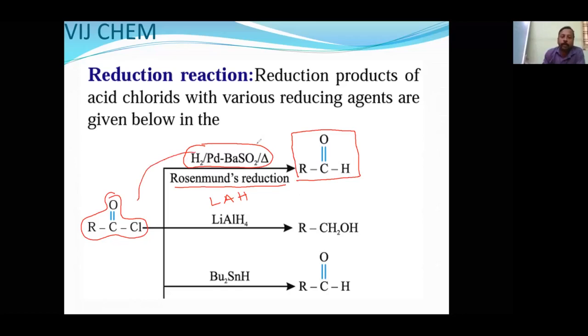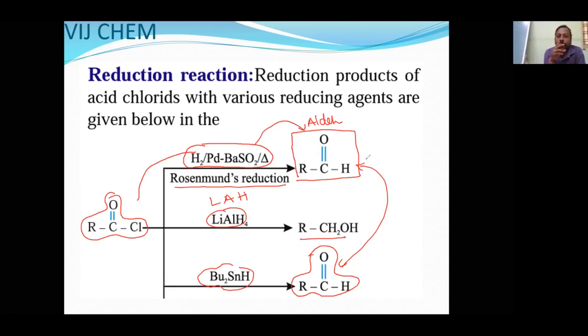If I am using the Rosenmund reduction, I am getting aldehyde. And if I am using lithium aluminium hydride, it is giving you the alcohol. Bu stands for butyl, SnH, dibutyl tin hydride. Isobutyl hydride also you can say. So here also you will get aldehyde. These two products are the same. We can carry out the reduction of acid halide with the help of the Rosenmund reduction, lithium aluminium hydride and Bu3SnH. The Rosenmund reduction will give you the aldehyde, whereas lithium aluminium hydride will reduce up to alcohols also. Okay. Now let's move on to the next one.